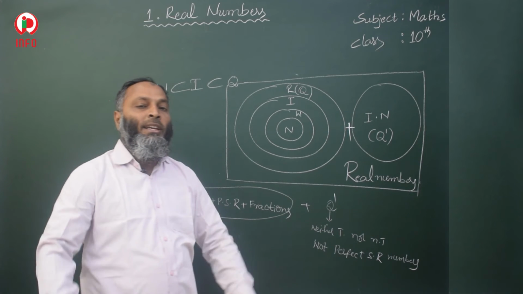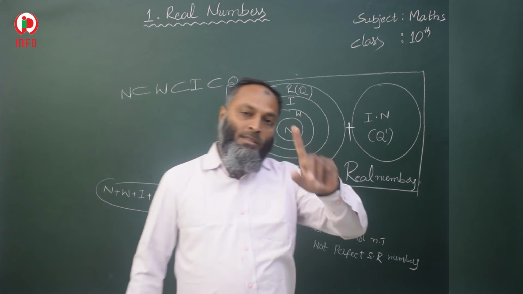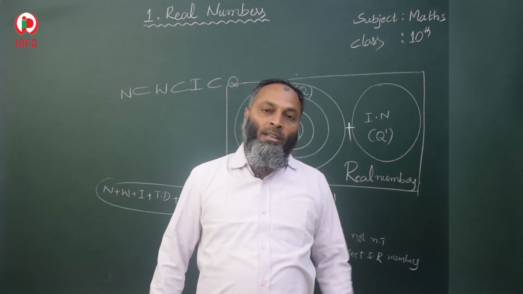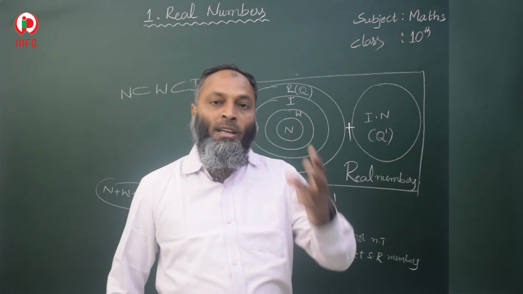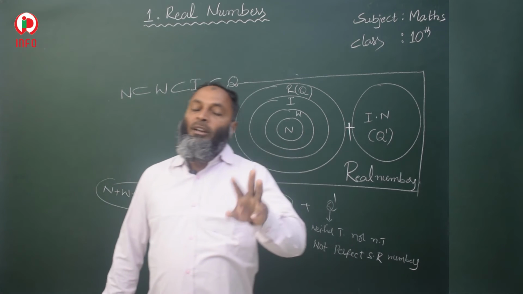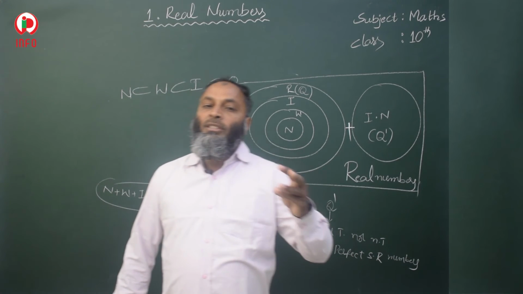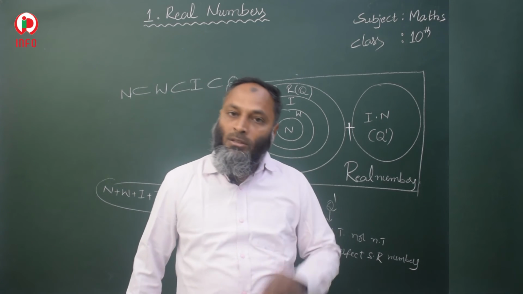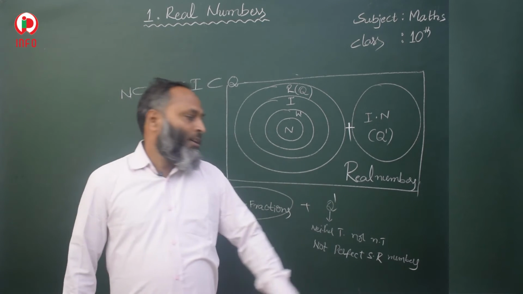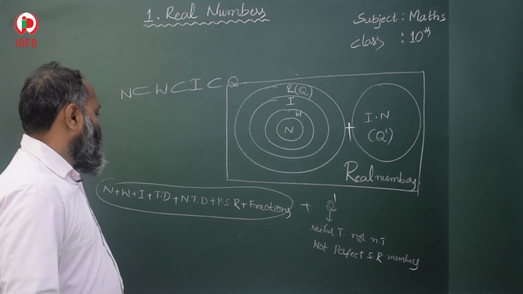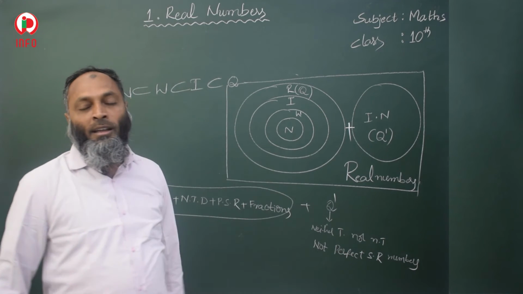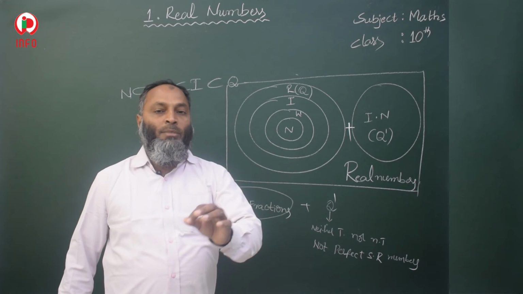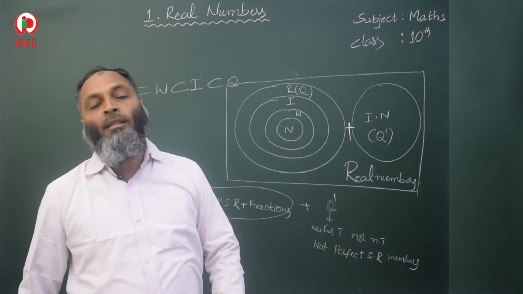If anybody asks what the real numbers are: perfect square roots are real numbers, fractions are also real numbers, non-terminating decimals are also real numbers, and numbers which do not have perfect square root values are also real numbers. So the combination of all these numbers is our real numbers. Simply, rational numbers and irrational numbers are the real numbers. Okay? Yes, students.